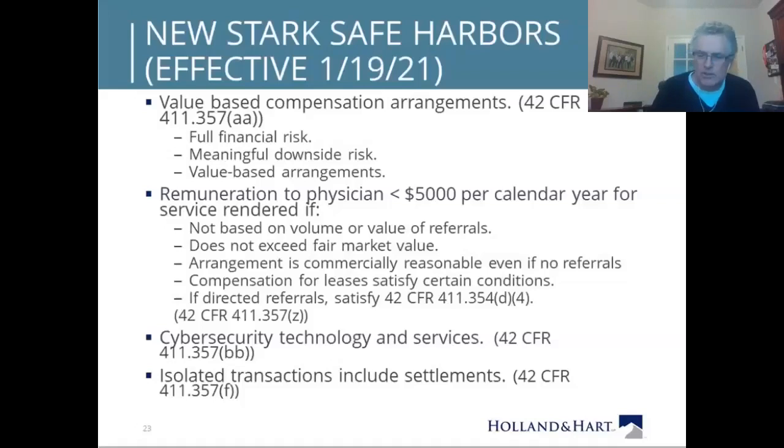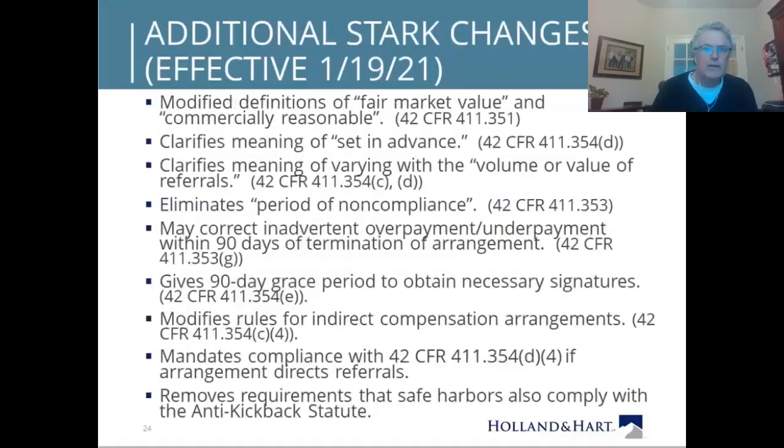There's a new safe harbor for cybersecurity technology and services, similar to the new anti-kickback safe harbor. There's also a modification of the existing safe harbor for isolated transactions to specifically include settlement agreements with a referring practitioner, so long as you satisfy certain criteria.